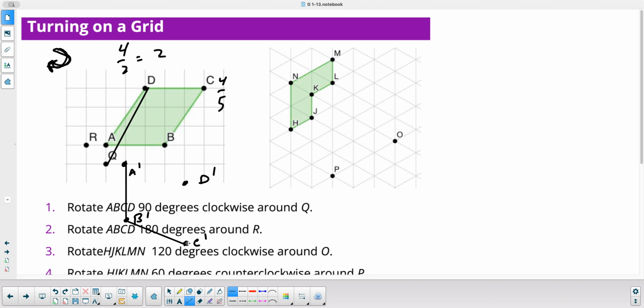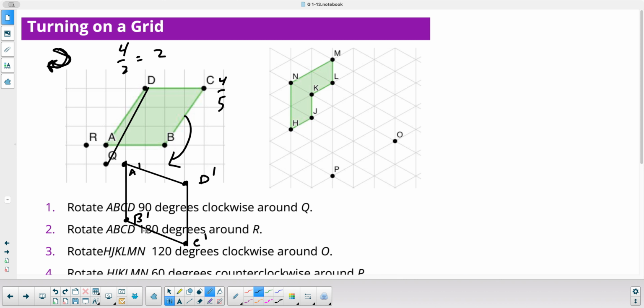Again, mine came off the grid, so it's not perfect, but you can kind of see it rotating 90 degrees, okay? And how do you know it's 90 degrees? You've got to take 2 points, like here's my A prime, that forms a 90. Here's my D prime, that forms a 90. Here's my C to my center of rotation. Here's my C prime, that forms 90.